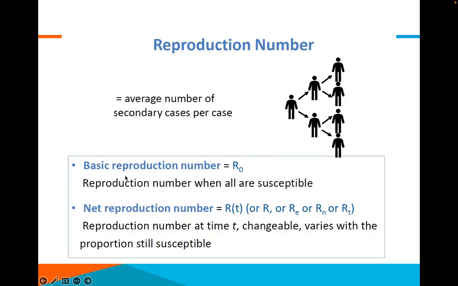So we have the basic reproductive number and then the net reproductive number. Are they the same? No. The basic reproductive number is when all the subjects are susceptible. I take it again: when none of the subjects have been vaccinated, we talk about the R0, or the basic reproductive number. So when COVID came, before the vaccination, we were always talking about the R0. But as soon as people started getting vaccinated, some form of immunity was built. And so we started talking about the net reproductive number, which is the number at time t, which is changeable, and it varies with the proportion that is still susceptible. It's given by R(t), where t is the change in time. It can also be denoted by RE, RN, and RT. They are all denoted as the net reproductive number.